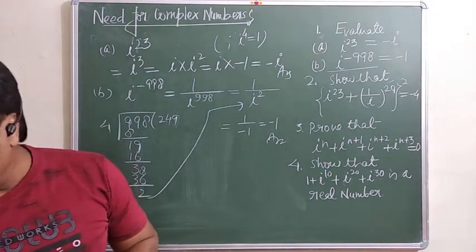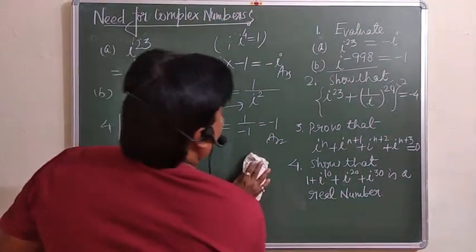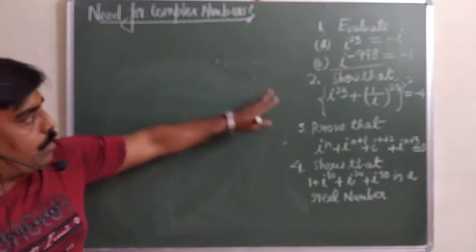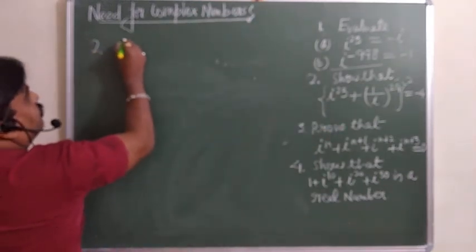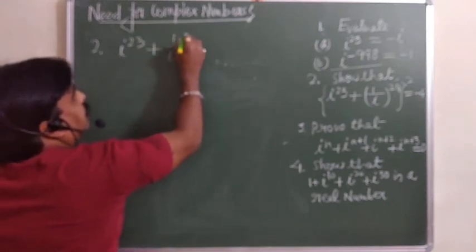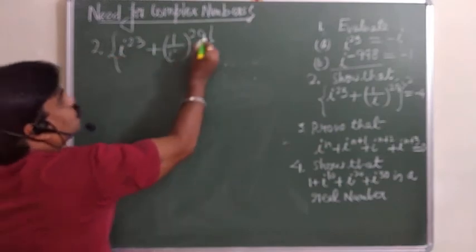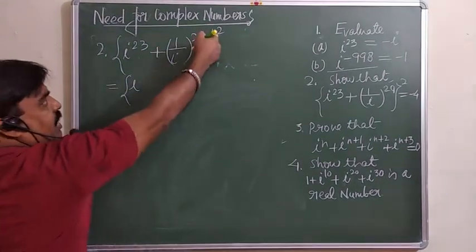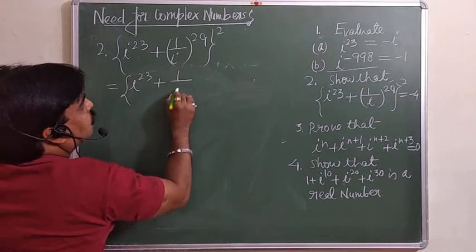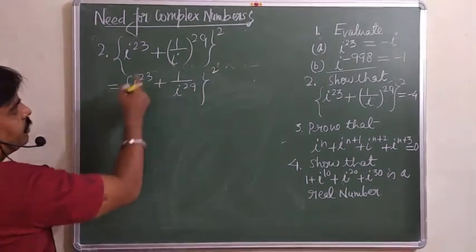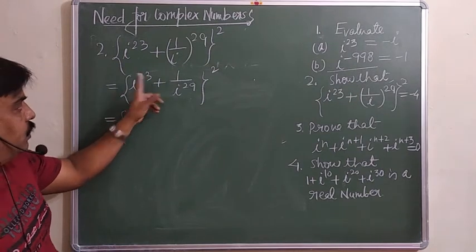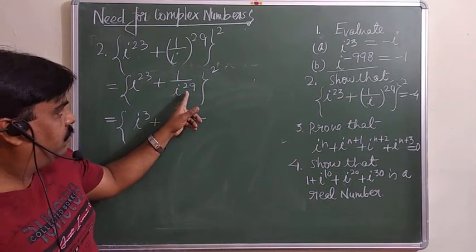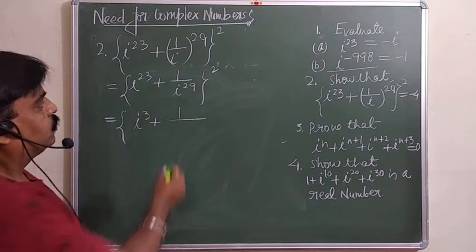So the second question I am taking here now. That is i raised to power 23 plus 1 over i raised to power 29, then whole square, and it should be equal to -4. So break this, keeping the square as it is; later on we will see. 23 plus 1 over i raised to power 29, whole square. Divide this 23 by 4. 4 5s are 20, so the remainder will be 3, plus 1 over, 4 7s are 28, so this is i.